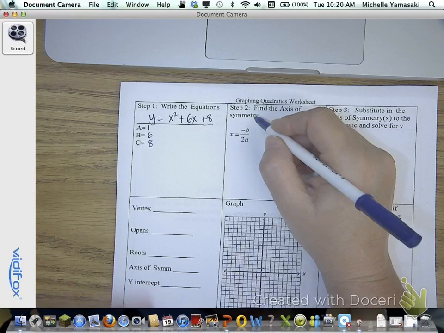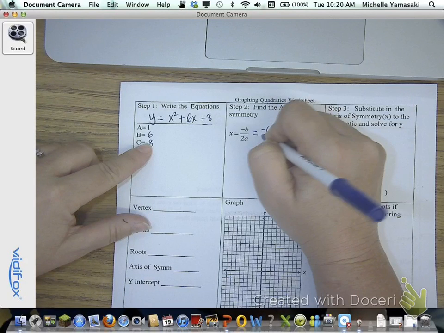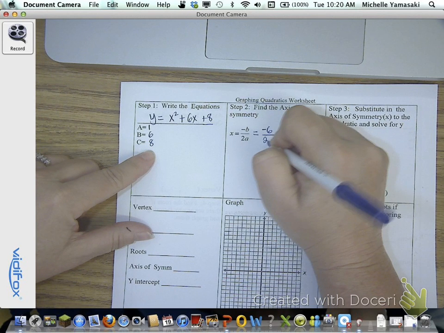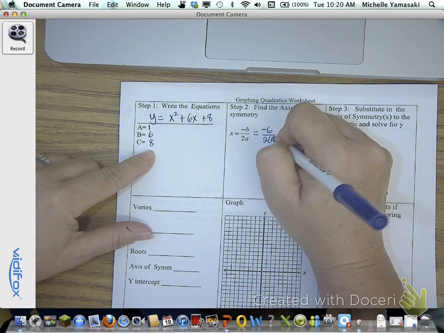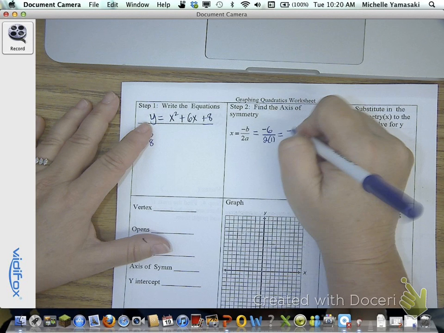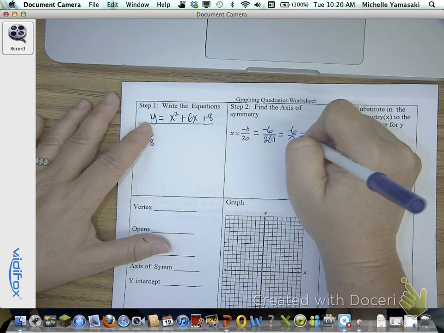Well, we're substituting our A, B, and C, and our A is 1. So our B is 6, so negative B is negative 6 over 2 times A, and A is 1, so 2 times 1 is 2, equal to negative 6 over 2, which equals negative 3. Now, what does that negative 3 become?